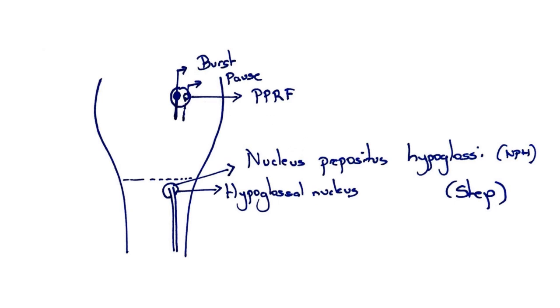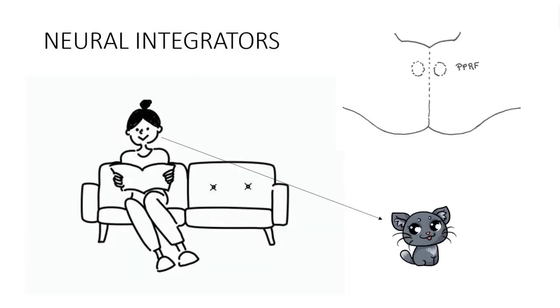So the activity of the step neurons is further controlled by another system, which is known for coordinating, known for being a very strict supervisor, and that is the cerebellum. So what the cerebellum does basically is make sure that the PPRF gives discharges just enough to keep the extraocular muscles contracted in just the right amount.